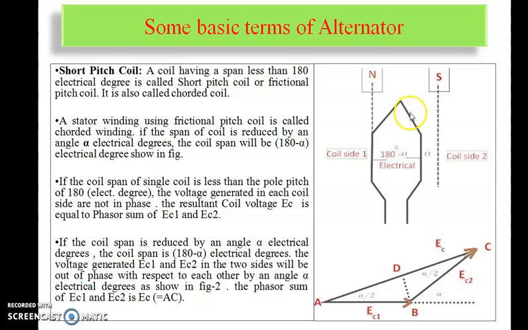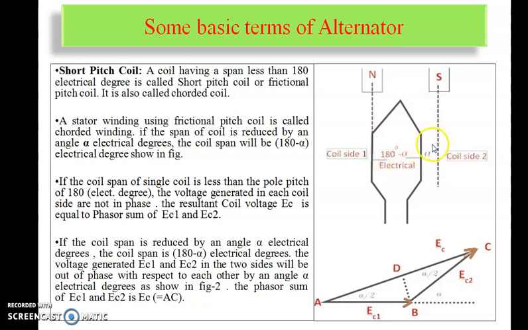Now a stator winding using a fractional pitch coil is called a chorded winding. If the span of the coil is reduced by an angle alpha electrical degrees, the coil span will be 180 minus alpha electrically, as shown in the figure. That means the full pitch is here, but for this winding I am using only this part. So this particular coil span we call 180 degrees minus alpha.